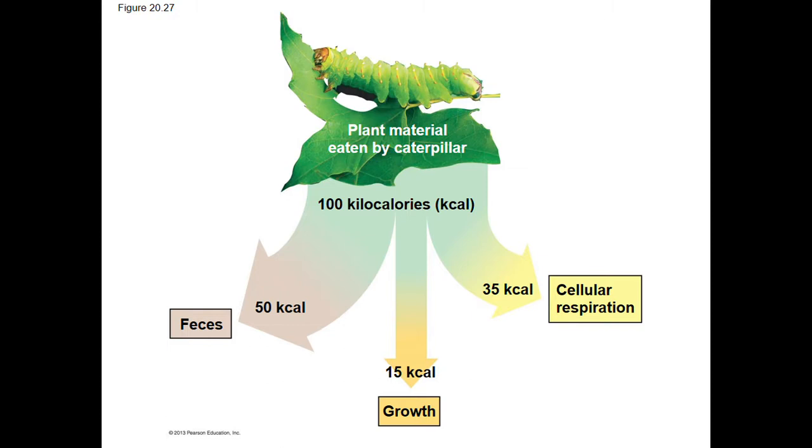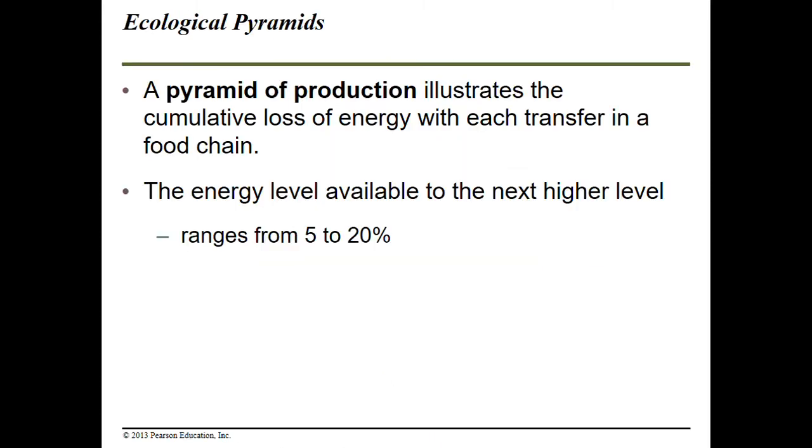Interestingly enough, if this caterpillar is eating 100 kilocalories, half of that, so 50 kilocalories, are coming out in its feces. 35 kilocalories are going towards cellular respiration, and then 15 are going towards growth. So out of 100, only 15 are going towards growth. So each level we go up the food chain, a lot of energy is getting removed from the system.